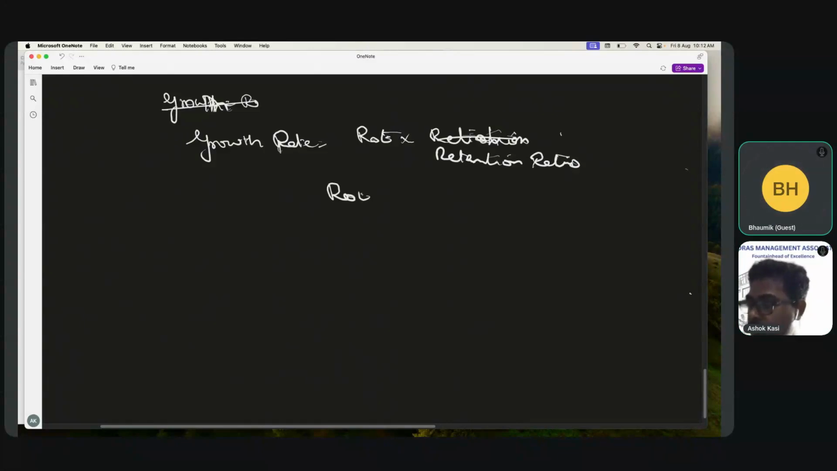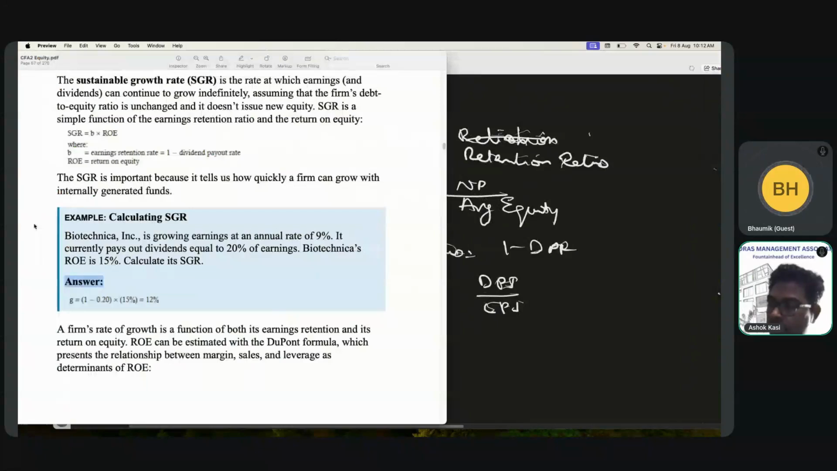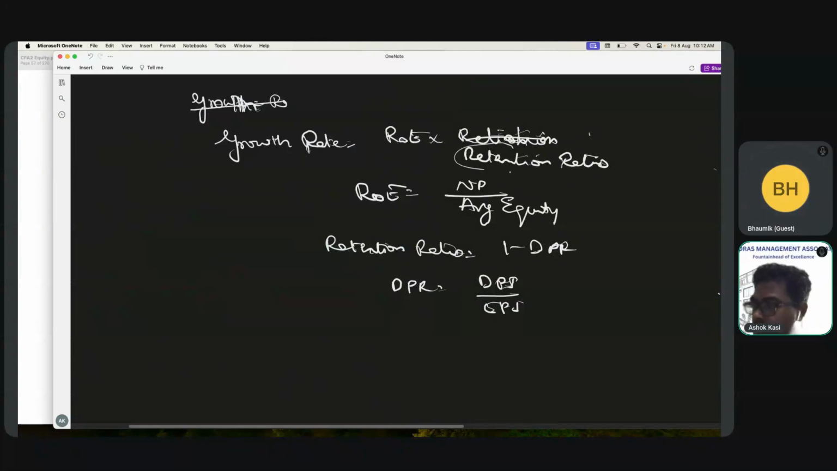Return on equity is equal to net profit divided by average equity. Then retention ratio is one minus dividend payout ratio. Dividend payout ratio is equal to dividend per share, DPS, divided by EPS. So this is it. Retention ratio is denoted as B.